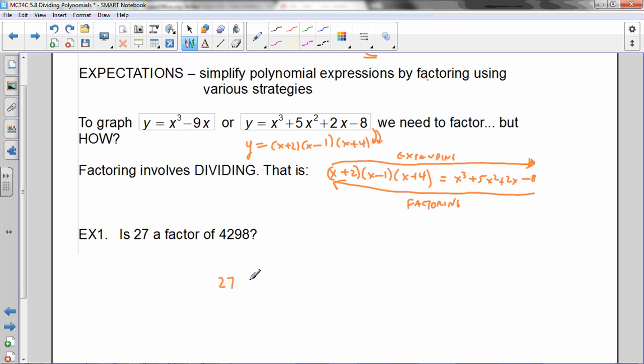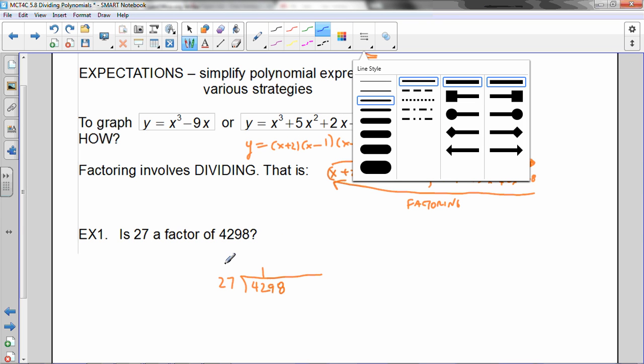So I got 27, and I'm going to do long division into 4298. And here we go. How do we do this? This is going to take us a little while because it's a pain. Well, how many times does 27 go into 4? Well, it doesn't even make any sense. I'm going to go to 2 digits. How many times does 27 go into 42? Well, it goes in once. And so what I'm going to do is go back and forth between colors here so I can explain my steps, okay?